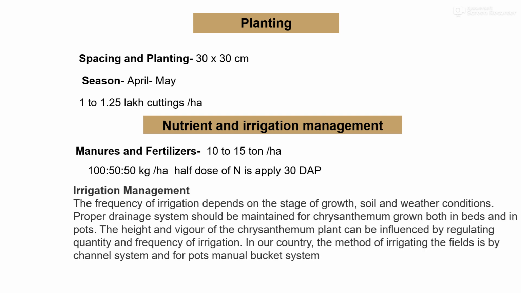Regarding irrigation management, the frequency of irrigation depends on the stage of growth, soil, and weather conditions. A proper drainage system should be maintained for chrysanthemum grown either in a bed or in pots. The height and vigor of the chrysanthemum plant can be influenced by regulating the quantity and frequency of irrigation. In our country, the method of irrigating the field is by channel system or by the pot manual bucket system.